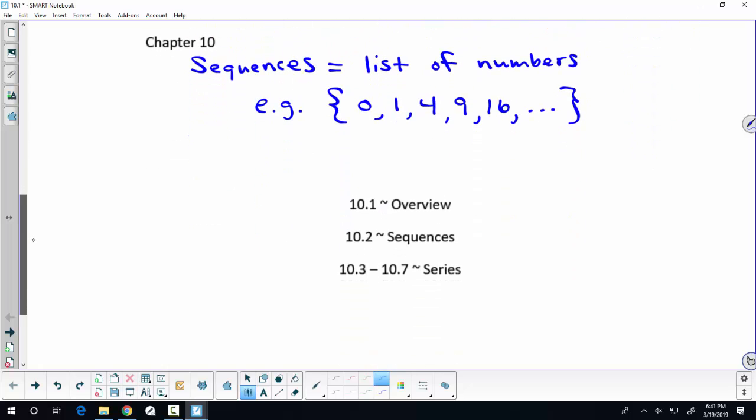Okay, so that's our overview. Most of it is series. The first two sections we get a little bit of sequences. Also, since we had to miss that class, some of the examples I do have in our notes, we might have to skip just for time purposes.